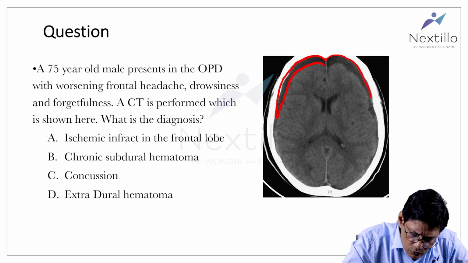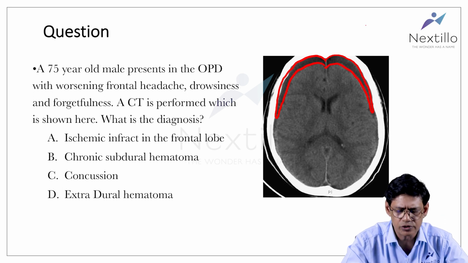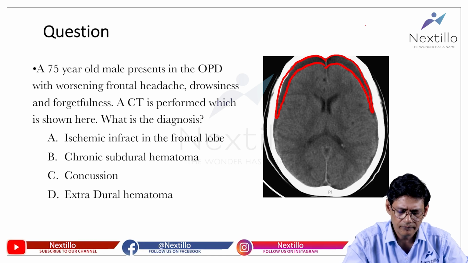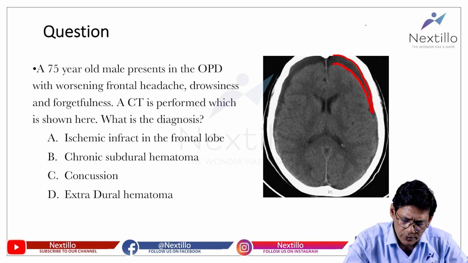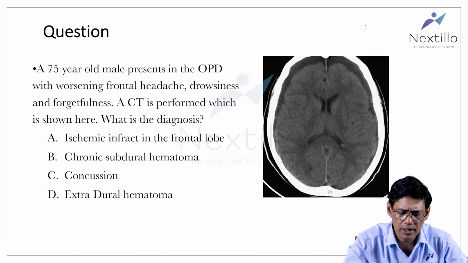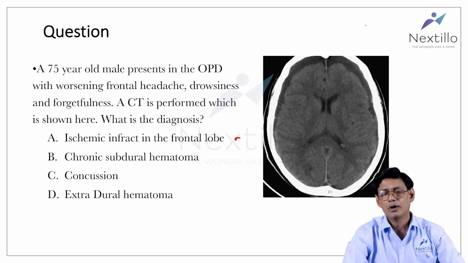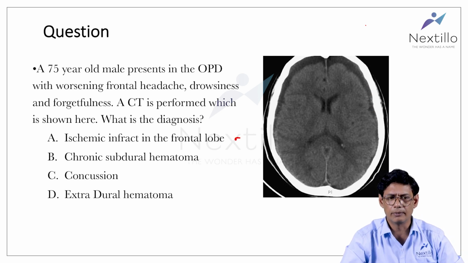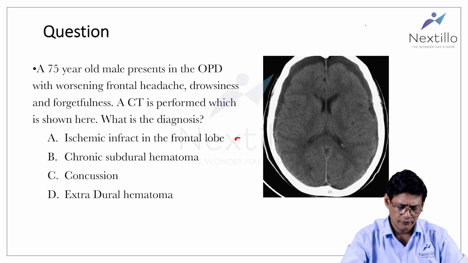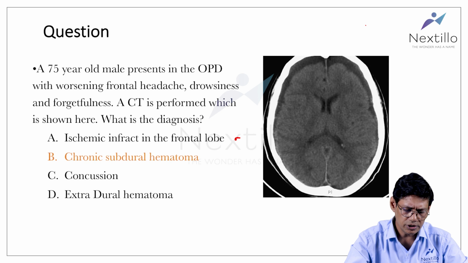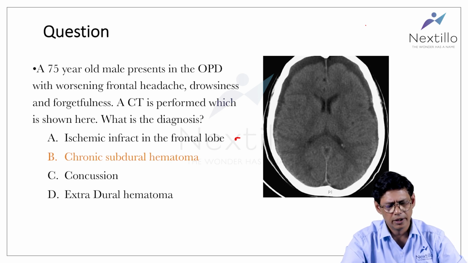A concavo-convex hematoma is seen, which has consolidated. So this is a typical finding of the subdural hematoma. And as this subdural hematoma has consolidated, this is a chronic subdural hematoma. Fine. So the answer to this question is chronic subdural hematoma.